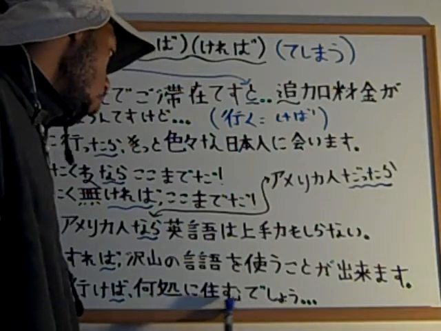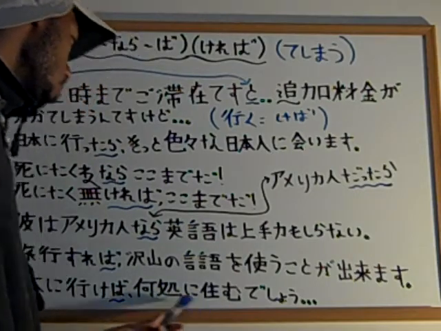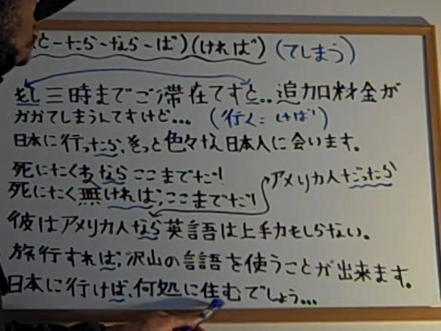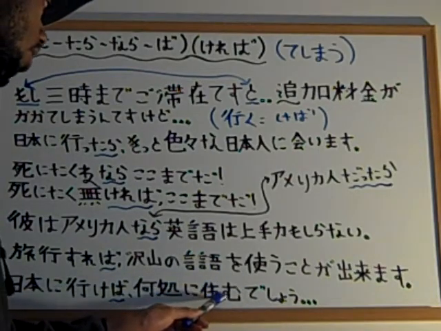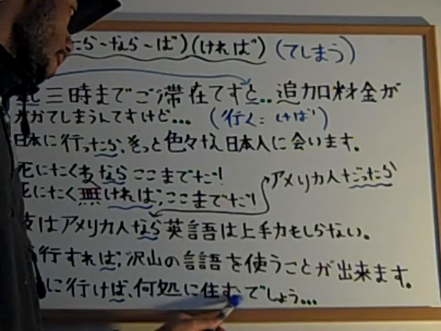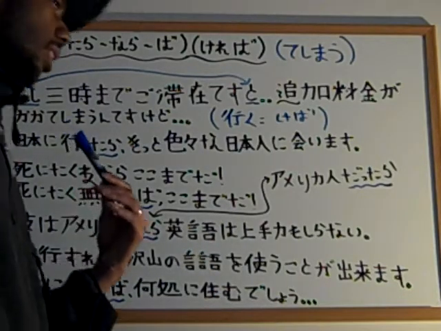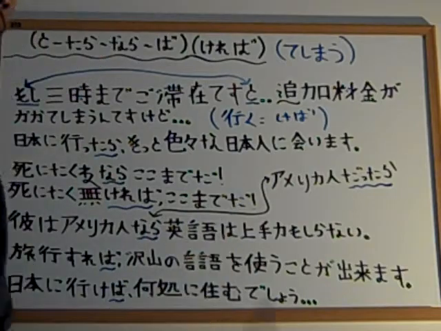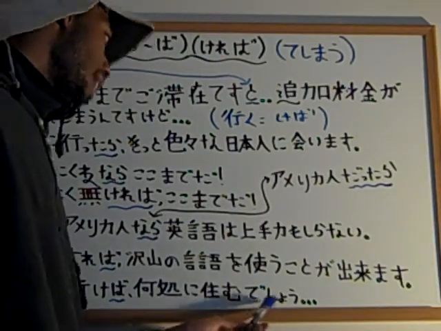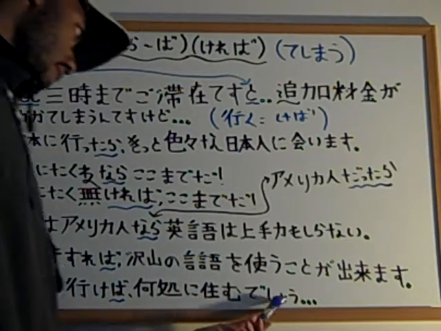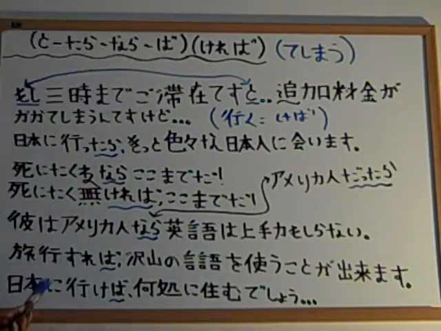So, doko ni sumu desho. Doko ni, so where will you live? I wonder where. Sumu is to live, plain form, dictionary form. And desho. When you put it at the end like that, it can mean probably, perhaps, or I wonder. It only makes sense to translate that as I wonder because of the context.